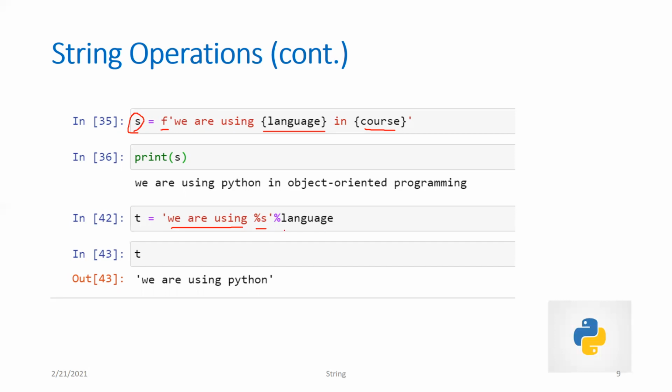But what is the value? I mention it later. So here is the end of the string, and in C there is a comma, but in Python there is no comma. Then, as I use a variable here, I use a percentage sign. This is similar to the C language. And here I want the value of this variable in place of the percentage s. So language holds Python. So the output of T is we are using Python.